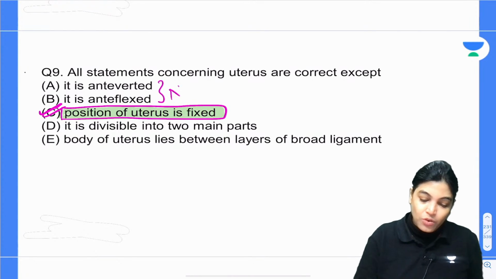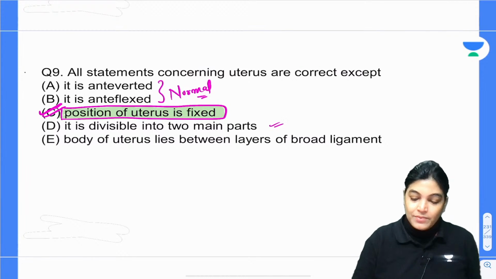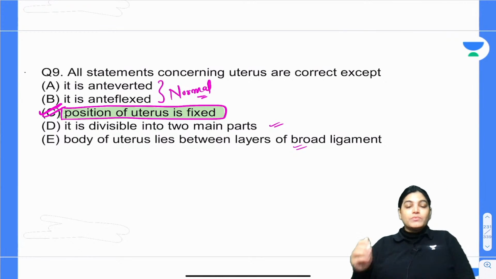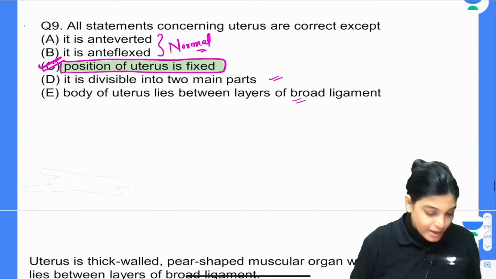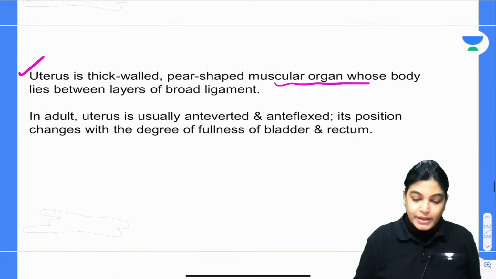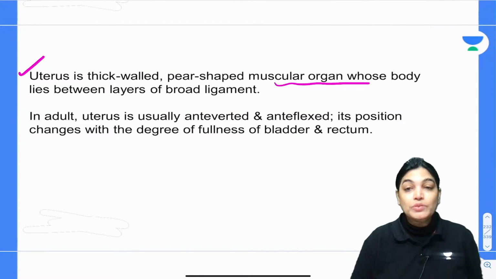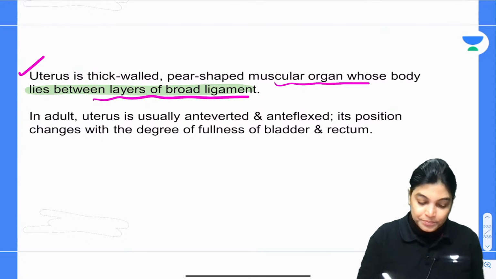We also know that the normal position of the uterus is anteverted and anteflexed, and it has two parts, the cervix and the body. This is also correct, and the body of the uterus resides between the 2 layers of the broad ligament. So all other points are perfectly correct except C, that the position of the uterus is fixed. Absolutely correct, Devesh. The uterus is a thick-walled, pear-shaped muscular organ, and the body of the uterus lies between the 2 layers of the broad ligament.